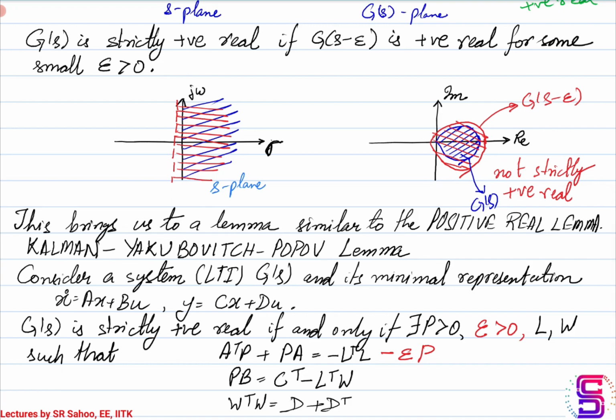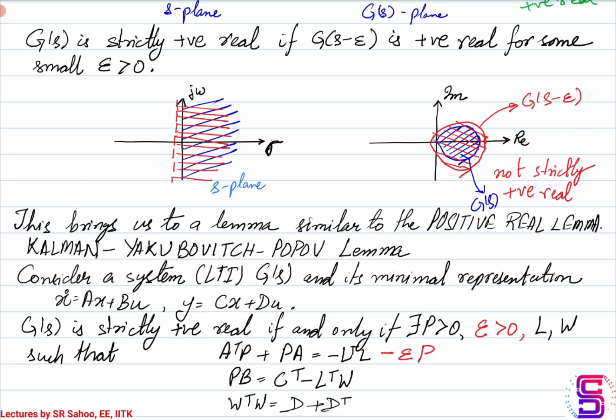So the lemma goes like this. Let's say that you have an LTI system GS and its minimal state space representation is given by the matrices A, B, C, D. When I say minimal state space representation, that means A and B is a controllable pair and A and C is an observable pair. Now, GS is strictly positive real if and only if you can find a positive definite matrix P, a positive constant epsilon, and two matrices L and W of appropriate dimension such that these matrix equalities are satisfied.